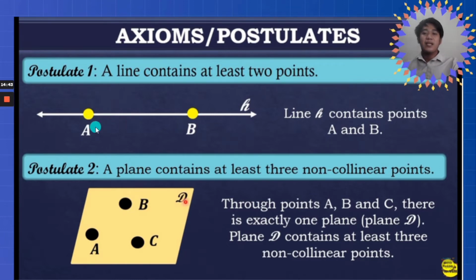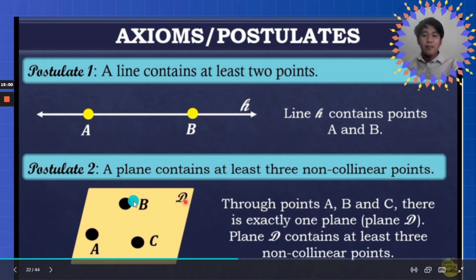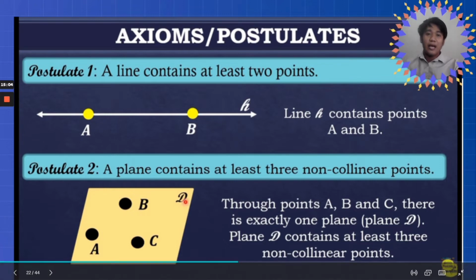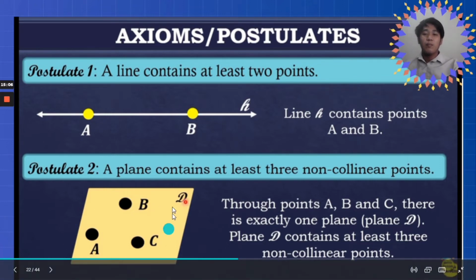A statement that is accepted: a plane contains at least 3 non-collinear points. Review, what are 3 non-collinear points again? When we say non-collinear, they are not lying on the same line. As you can see, we have here A, B, C, and they are not lying on the same line. There's no line at all, but they are all lying on the same plane.